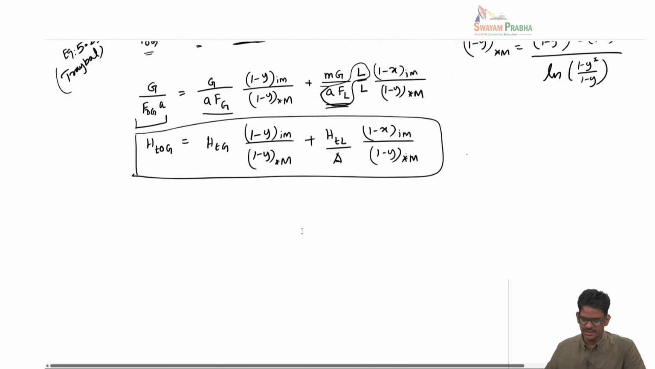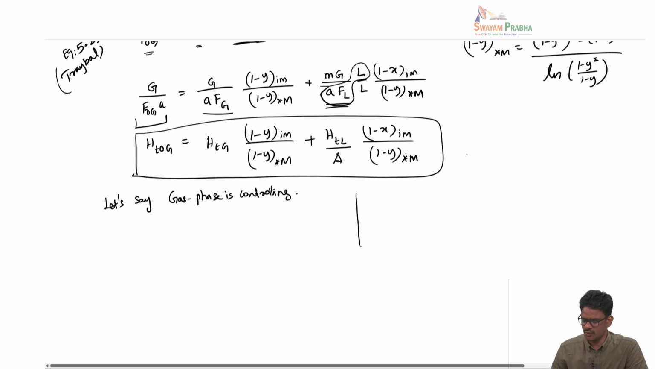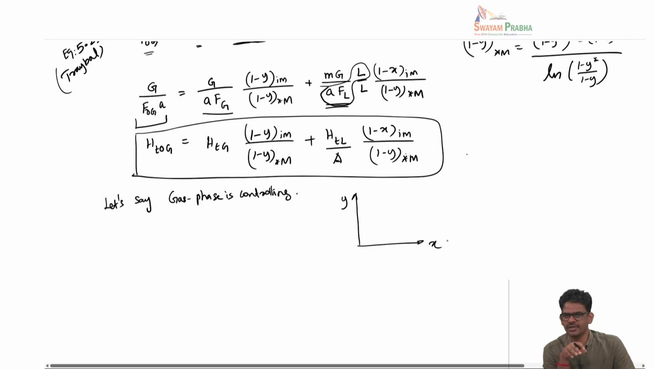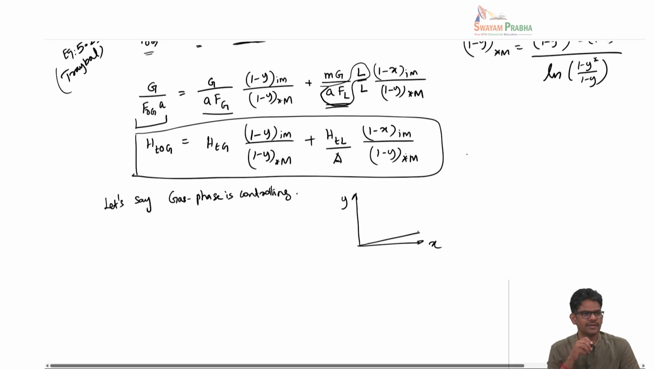But the question is, is there any simplification possible from here? Okay, so let's say gas phase is dominantly controlling. So when I say gas phase is controlling, what would you say about the slope of this equilibrium line? If the gas phase is controlling, how would you think this equilibrium line would be? So it's going to be something like a very small m, right?